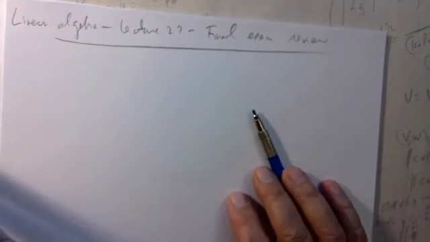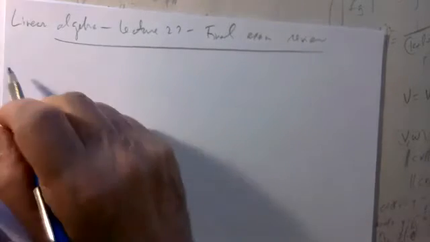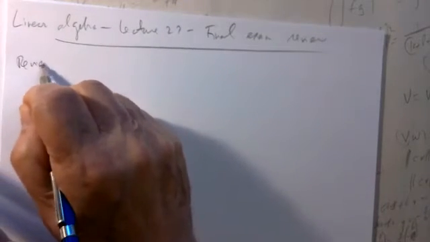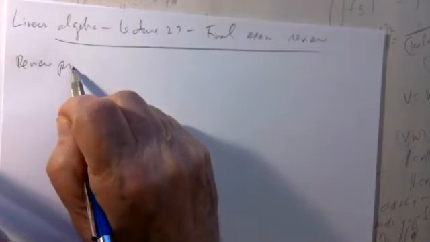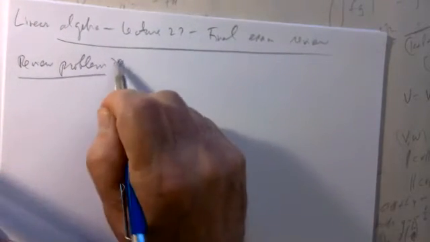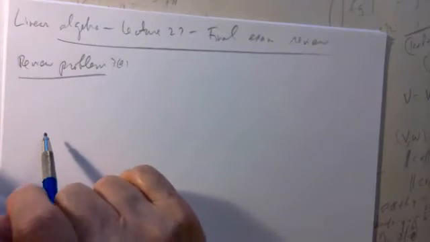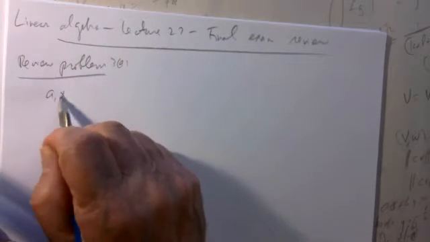So let's take a look. So review problem 3A. We have just one linear equation that's homogeneous.